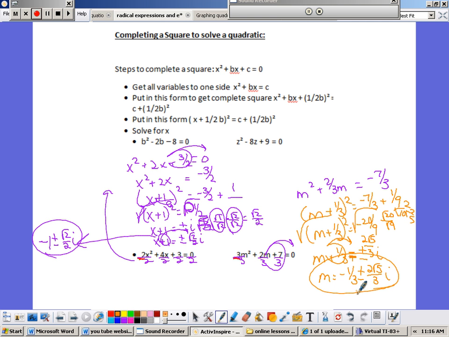A little more complicated, but as soon as you learn the steps, it's easier to do. So we get the a and b term on the left side, we put the c on the right side. We take half of the b term and we put it in the squared quantity, and we square that and add it to the c side, and from there we solve.